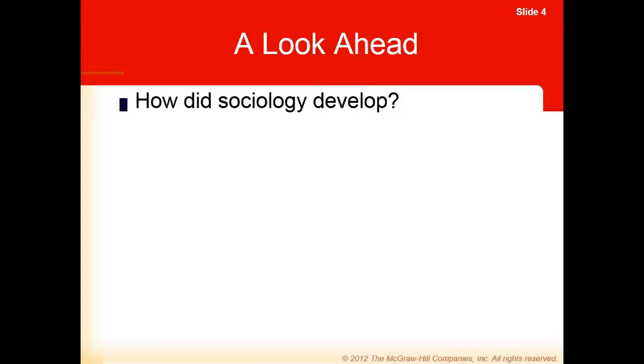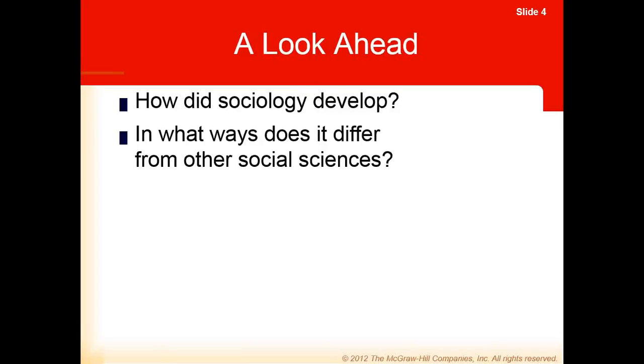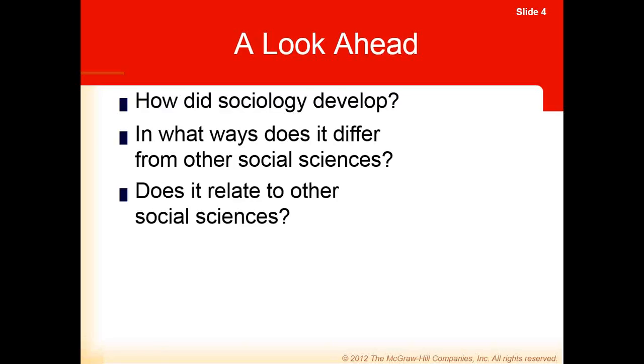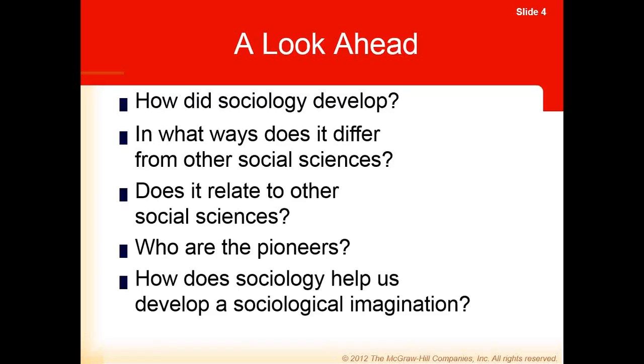Taking a look ahead, what we're going to be talking about: how did sociology develop? What were the foundations? Where did it originate? In what ways does it differ from the other social sciences, including psychology, which I'm sure everybody's familiar with, but also history, political science, philosophy, economics? Does it relate to the other social sciences? Who are the pioneers? And how does sociology help us develop what C. Wright Mills refers to as the sociological imagination?